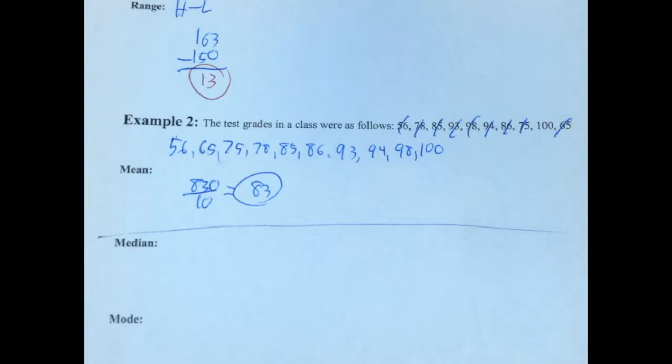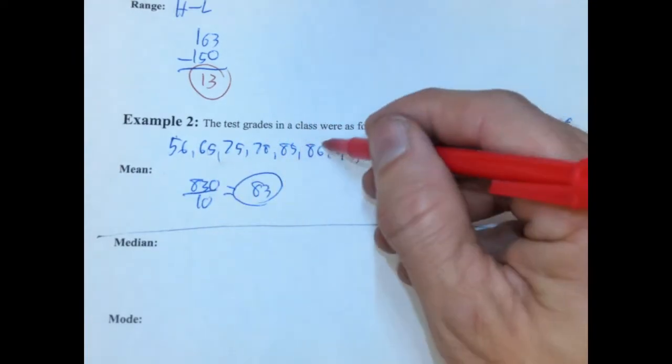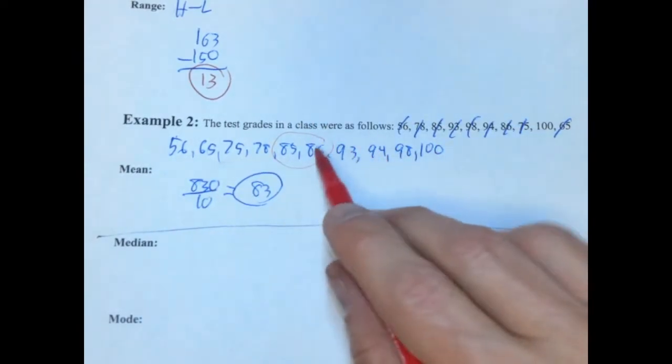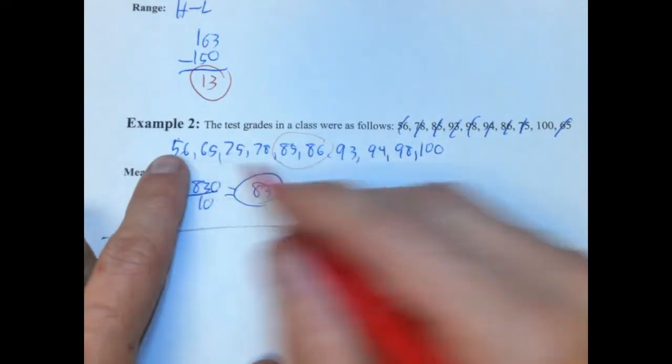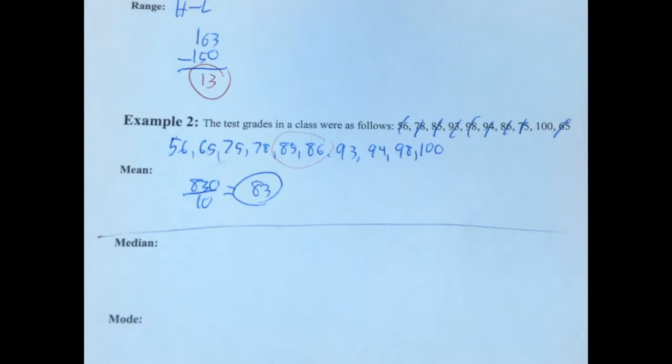The middle number, well, there's 10 here. So we need to find the two middle numbers here and find their average. So 1, 2, 3, 4, 5. 1, 2, 3, 4, 5. You can also do high-low, where you cross out the lowest and highest until you're in the middle. So it's going to be in between 85 and 86.